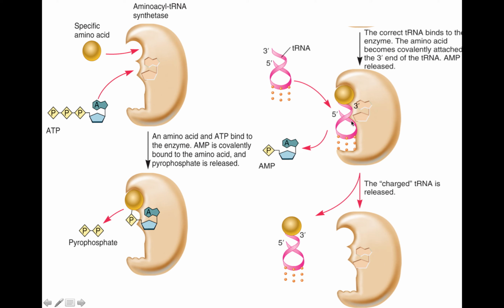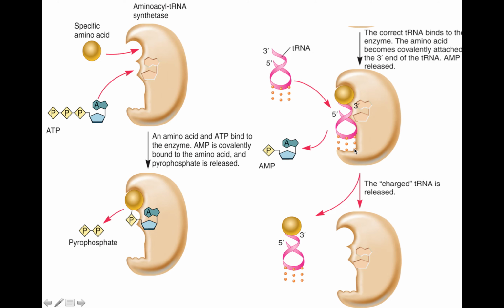The next thing that happens is the specific tRNA binds. Any tRNA that encodes this amino acid will bind. The code is degenerate, and we're going to talk about that in a minute. Many amino acids have more than one tRNA that specifies that amino acid, but all the tRNAs that are specific for an amino acid can bind to the same synthetase enzyme.